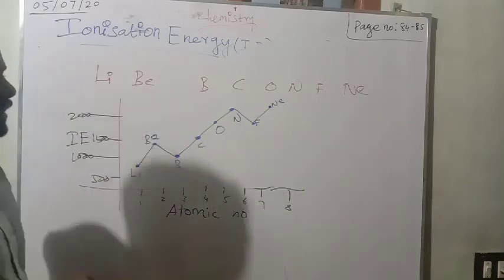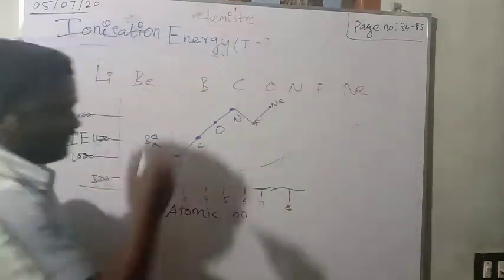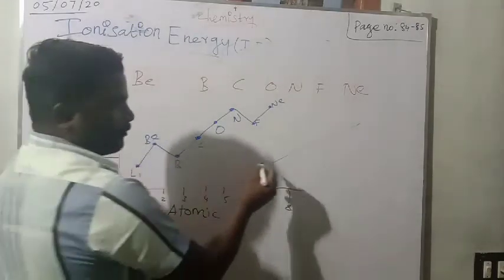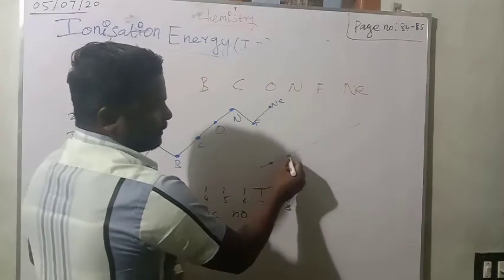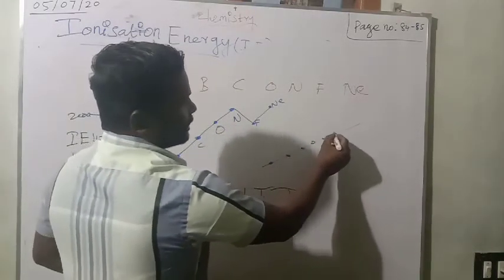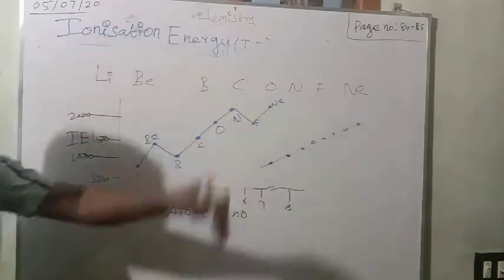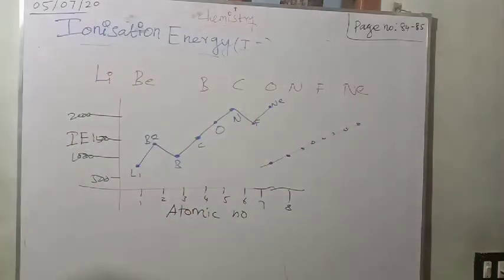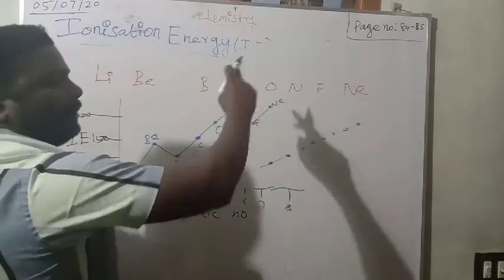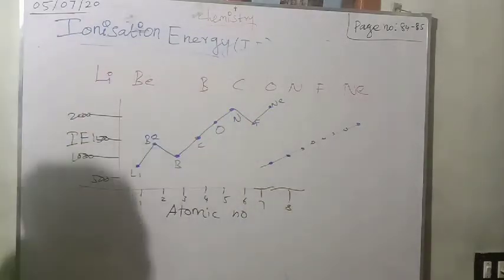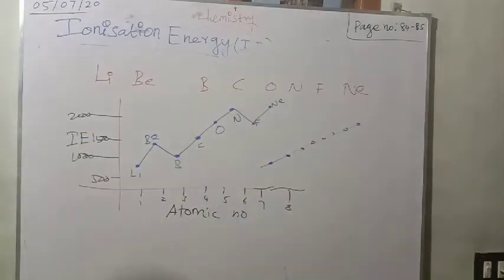See, it increases from left to right. Now you should have a graph like this. Are you able to follow, my dear students? Lithium, beryllium, boron, carbon, nitrogen, oxygen, fluorine, neon. You should have it like this. But we have some ups and downs. Why these ups and downs? We must know that reason.